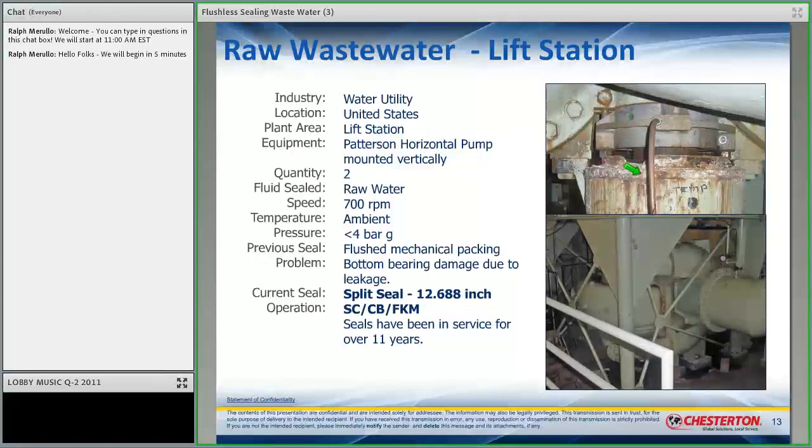So they were having issues with leakage from the packing that was causing bearing failure, right? So that would be a reason to go to a mechanical seal over packing, right? With this type of an arrangement, right? You're protecting the equipment. So again, this particular one was flushed. So you see the flush line right here. Okay.